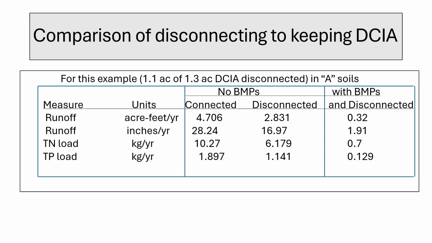For context, the pre-condition runoff, prior to any development, or the post-condition scenario shown, was considerably lower at only 0.19 acre-feet per year, or 1.14 inches per year. This underscores the effectiveness of combining disconnection with BMPs in mitigating the impacts of impervious surfaces.